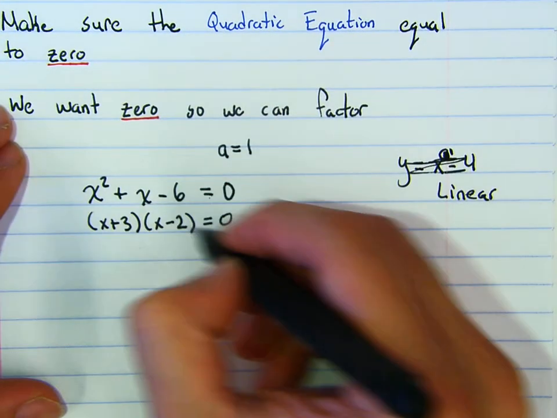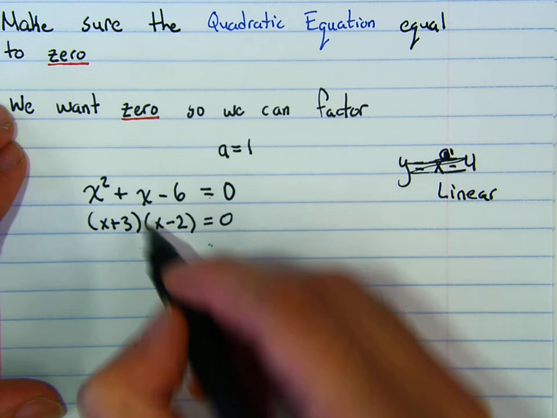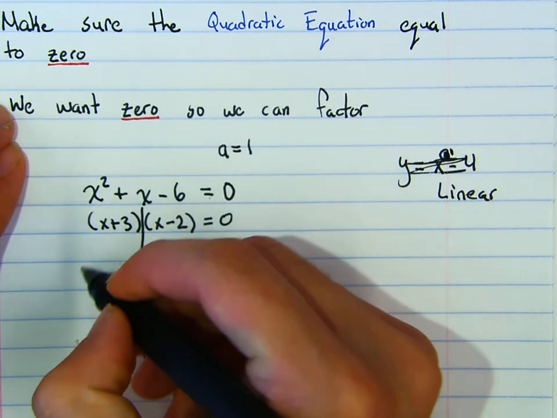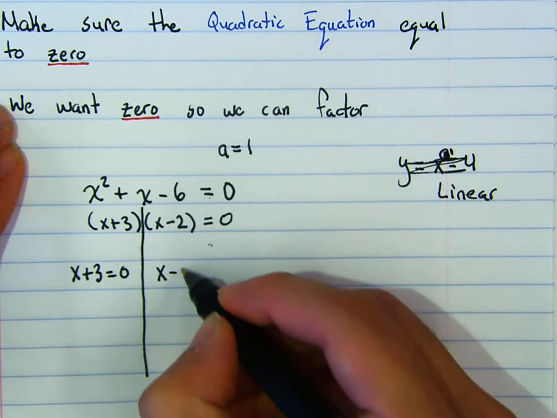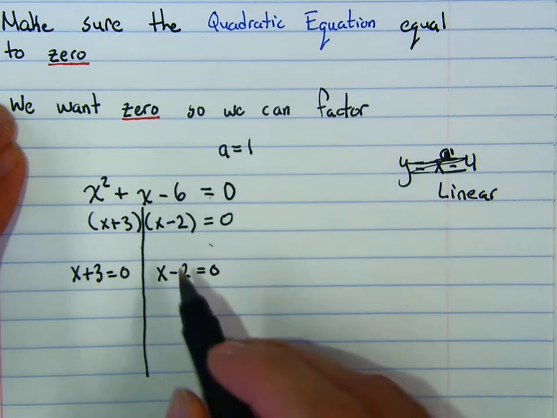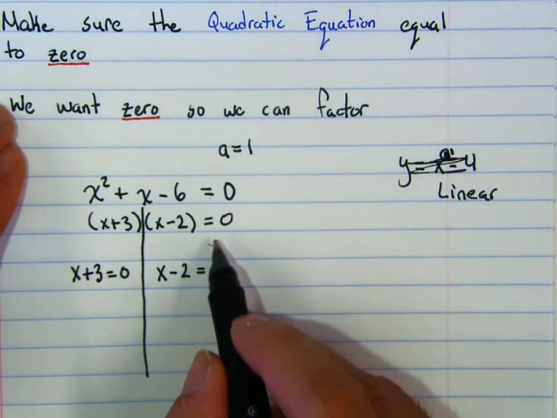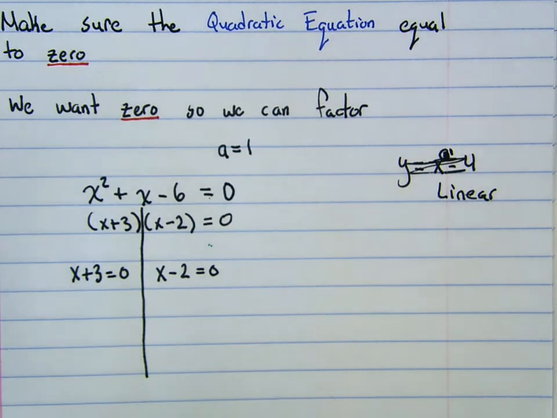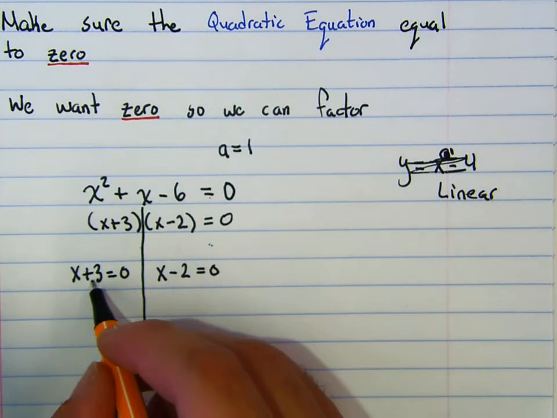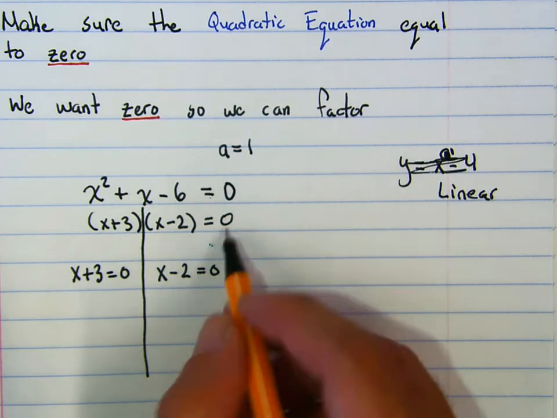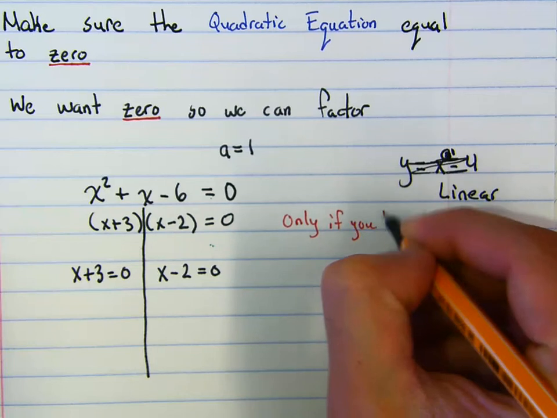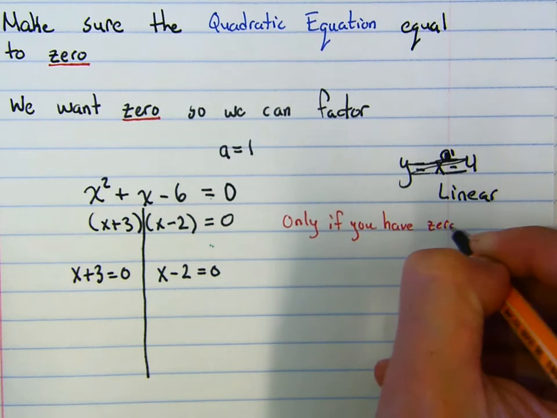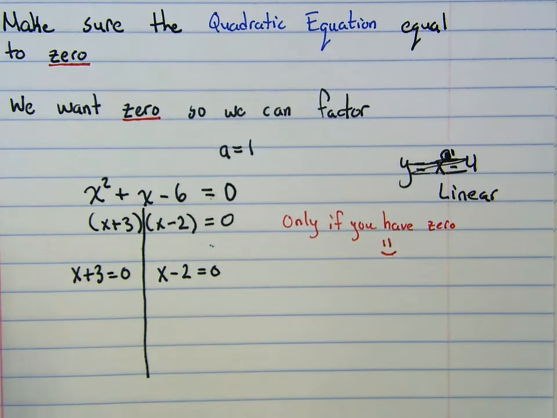Now, because we have 0, what you're allowed to say is x plus 3 equals 0 and x minus 2 equals 0. We still haven't gone over the reason why you're allowed to do this, but for now, we'll just accept it. And then hopefully by tomorrow or next week, we'll go over the reason why you're allowed to do this. Only if you have 0. 0 is your best friend when solving quadratics.